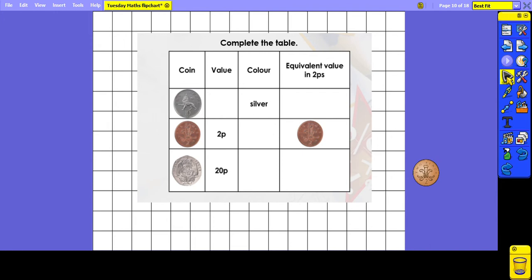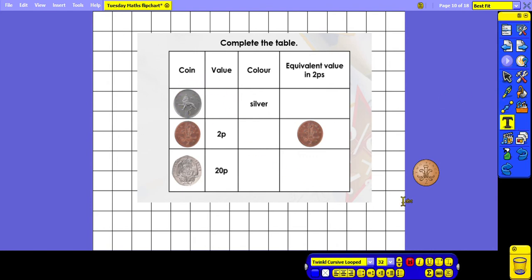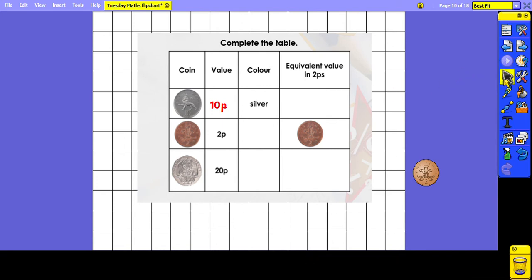Okay, and now here we have got a table to complete. So we've got some coins down the side here. Then we have to write what the value of each coin is, the colour and the equivalent value in 2p's. So this coin here is a 10 pence, so we just have to write 10 pence here. The colour is silver and that's been done for us. And then it says the equivalent value in 2 pences. So that means how many 2 pences do we need to make 10 pence? And to work out the answer, we can count in our 2's. So 2, 4, 6, 8, 10. So it's actually 5 2 pences.